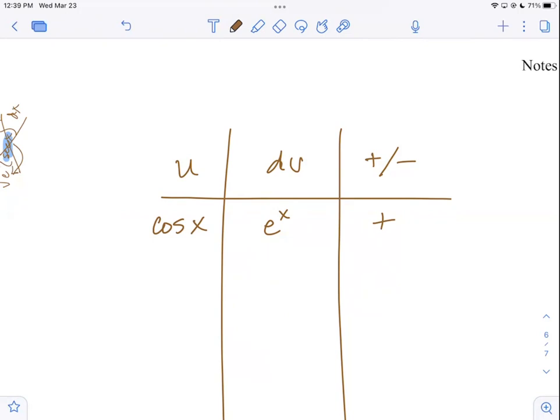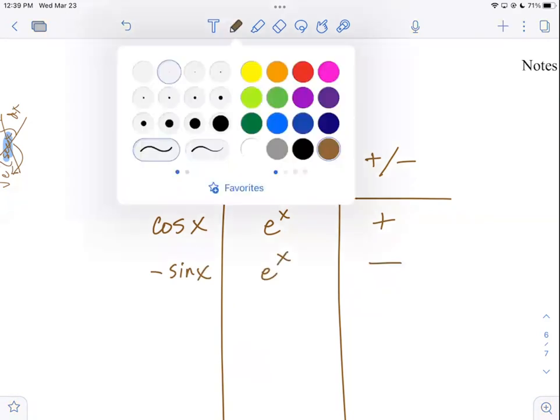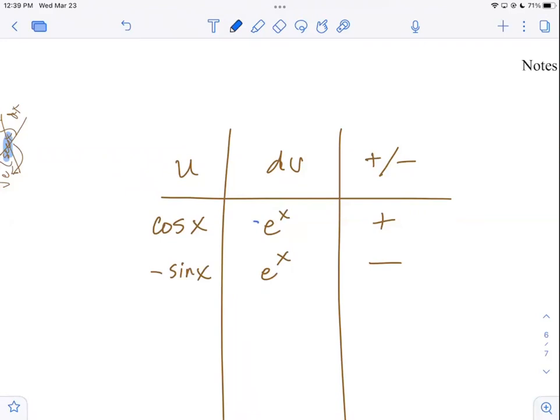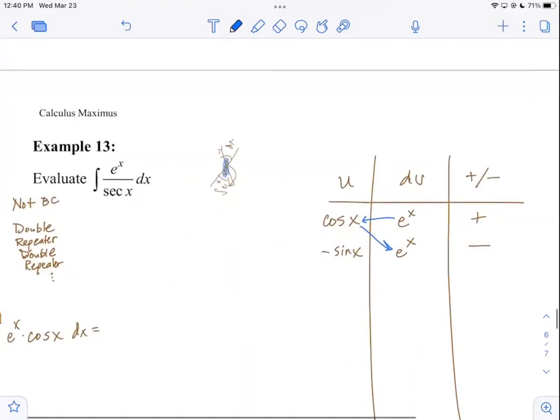Okay, now let's go ahead. I'm going to take the derivative of the left side. Derivative of cosine is negative sine. The antiderivative of e to the x is e to the x, and there's a minus. So we know we're going to take the first product, right? So this restates the problem. We take the first product. So I'm going to come over here. It's equal to e to the x cosine of x.